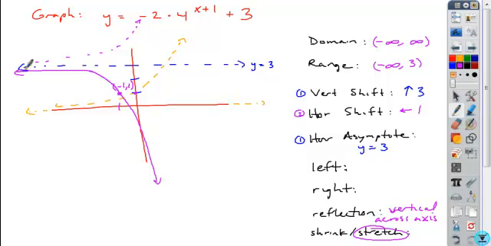The left behavior is it approaches the asymptote, and our right behavior, it falls or goes down. And we've answered all the questions about these graphs.